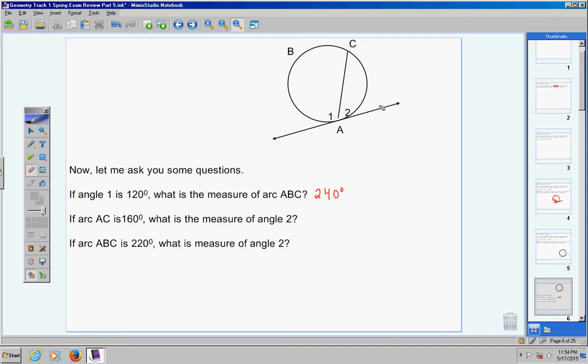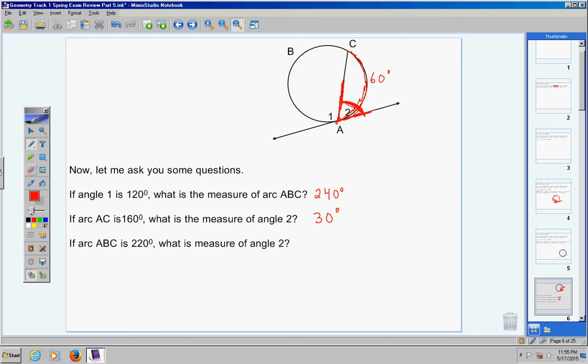Now on to question number 2. If arc AC is 60 degrees, so the arc from A to C, this arc right here, what is the measure of angle 2? Here's angle 2, from here to here. So what is this angle that goes from the chord to the tangent line? Well, remember, the angle formed is always half of its intercepted arc. So if the arc is 60, then the angle would be 30, half of the arc.